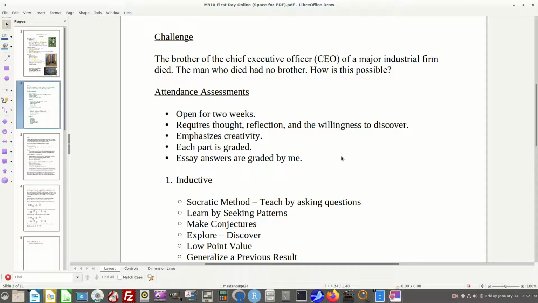They are intended to require thought, reflection, and the willingness to learn new things. The emphasis here is creativity. The emphasis here is to create mathematics yourself, the way a child would, the way elementary school instruction of mathematics can feel. Each part is graded. Some of them are graded algorithmically because I code them that way, and of course essays are graded by me.